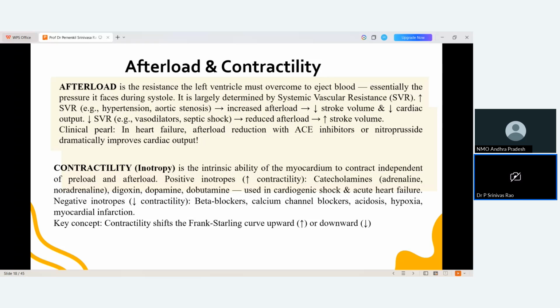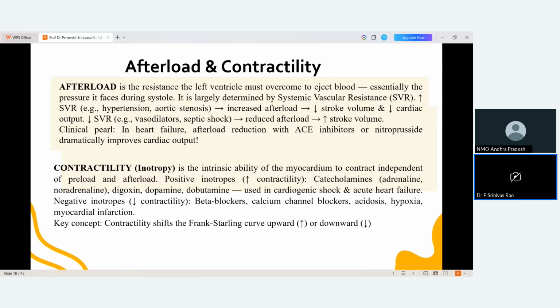Negative inotropes decrease contractility, for example beta blockers, calcium channel blockers, acidosis, hypoxia, myocardial infarction. All this will cause a decrease in the contractility. In myocardial infarction, a part of the muscle is necrosed, so it will not be contracting properly. So contractility shifts the Frank-Starling curve upward.